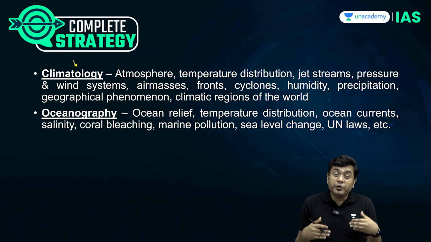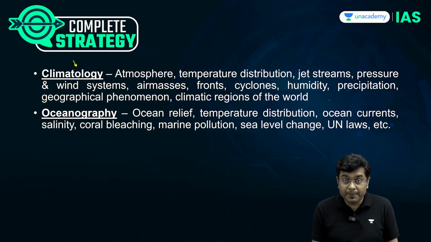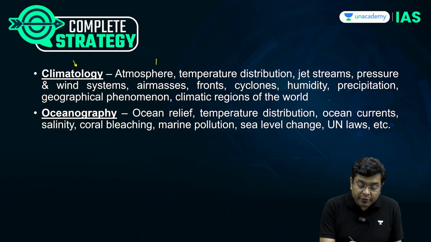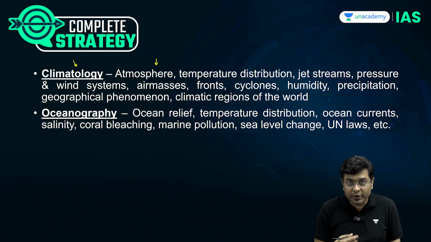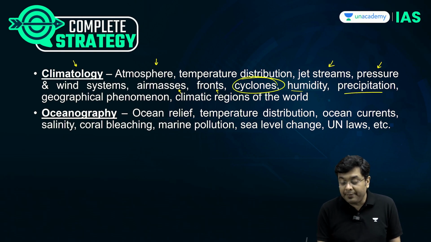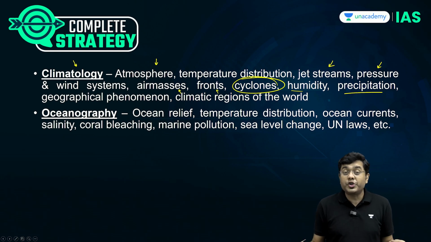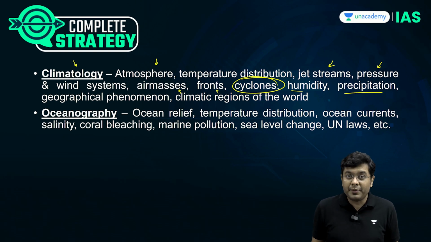Here, be it the atmospheric phenomena, that is jet stream, Indian Ocean dipole, El Nino southern oscillation, be it the basics of atmosphere and the layers of atmosphere, the aspect of temperature distribution, isotherms, something which has been asked in 2024 prelims as well, jet streams, pressure and wind system, the tricellular model of circulation, air masses, the naming, nomenclature, fronts, cyclones, very, very important, humidity, the types of it, precipitation, climatic classification of the entire world. This needs to be covered in detail in the portion of climatology.